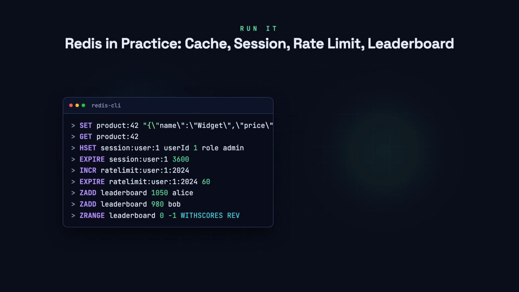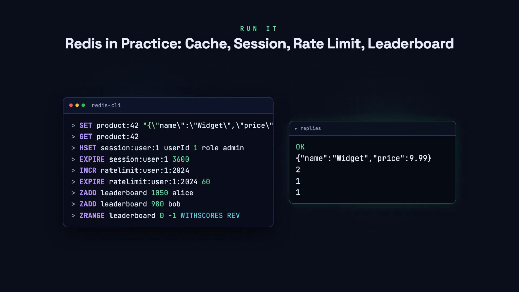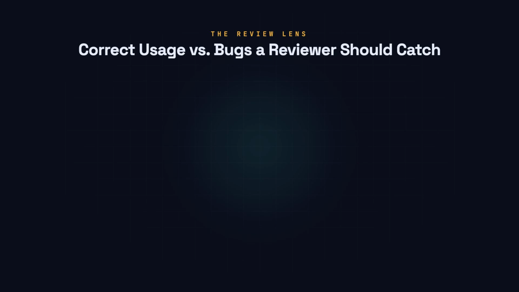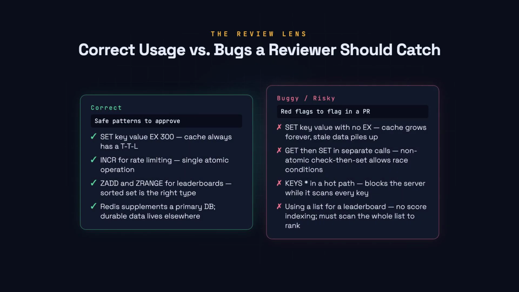Here we cache a product as a string with a 5-minute TTL, store a session in a hash with a 1-hour expiry, atomically increment a rate limit counter, and insert 2 players into a sorted set leaderboard, then retrieve them ranked highest first. When reviewing a PR that adds Redis, check 4 things.